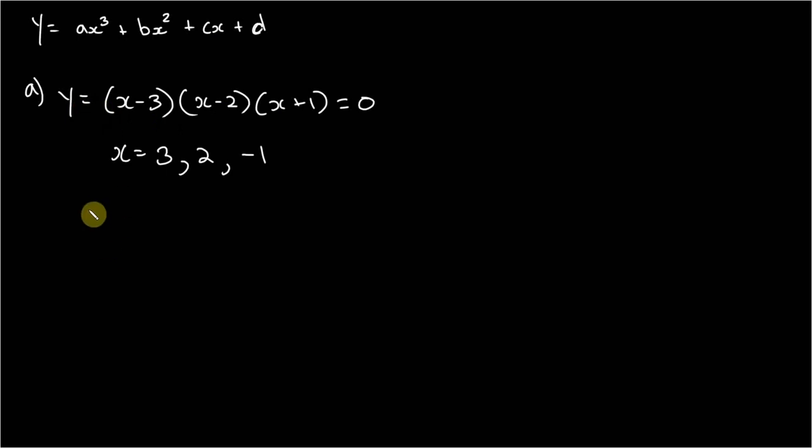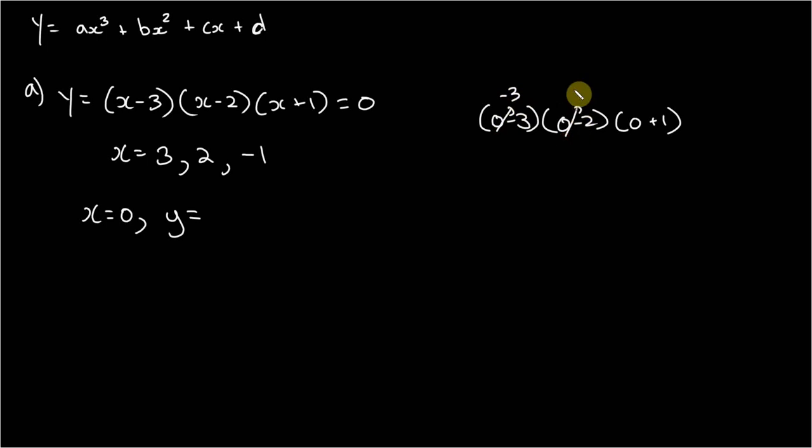Those are our three roots, and now we can just set x to equal 0, and we will find our value for y. So when x is 0, we have (0 minus 3) times (0 minus 2) times (0 plus 1). Well, that's just -3, and 0 minus 2 is just -2, and that's of course just 1, and so -3 times -2 is positive 6, times 1 is just 6, so we know that when x is 0, y is 6. I'm just going to erase this to save space.